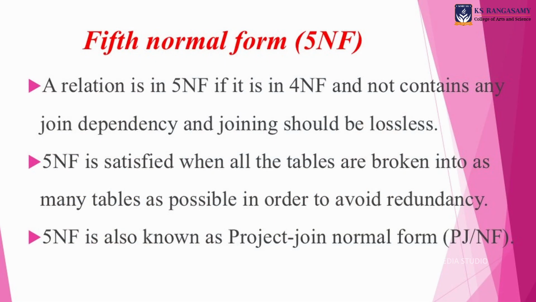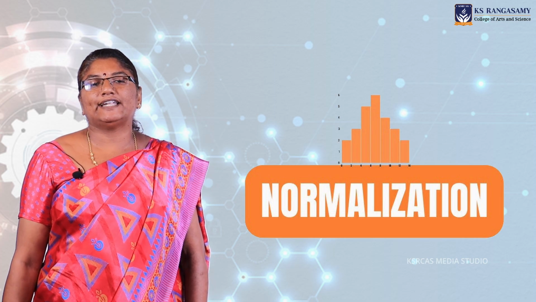And next one is the fifth normal form. A relation in fifth normal form is already in fourth normal form. It does not contain a join dependency. The joining should be a lossless join, and fifth normal form should be satisfied in all the tables, and it should be broken into many tables. You have to avoid redundancy. The fifth normal form is also known as project join normal form.